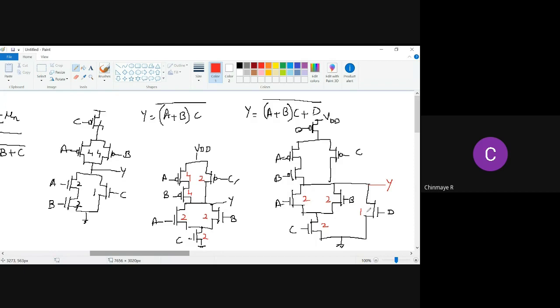Now, Geetanjali, Tabassum, are you there? Yes, ma'am. Can you tell me the sizing for the PMOS? A, B, and D, if you consider, it will be 6, 6, and 6. Okay, so this is 6, 6, and 6. Correct. So R by 3, R by 3, and R by 3. What about C?